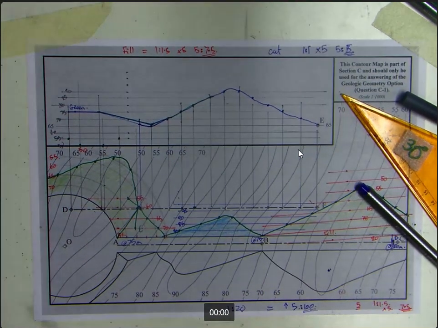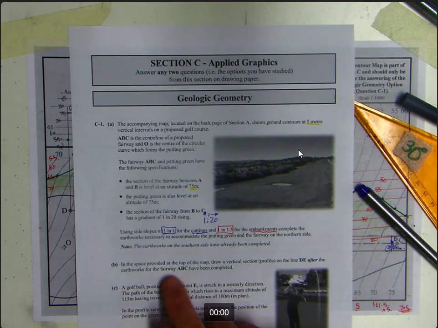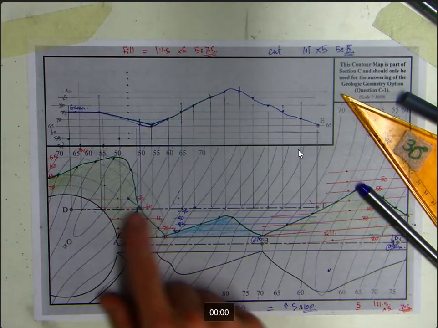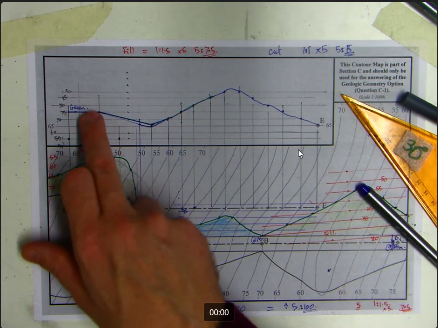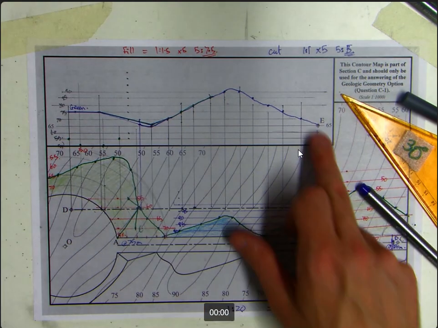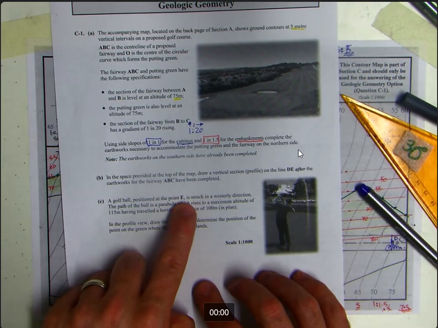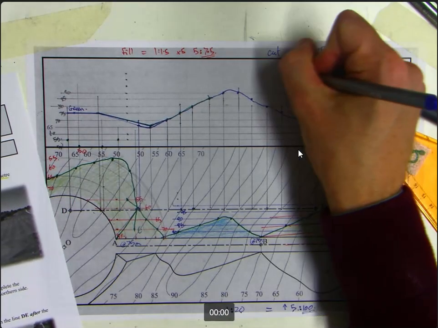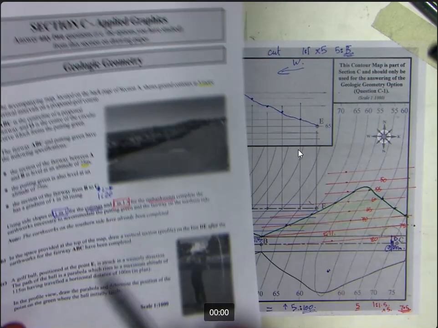Okay, and it says end space provided on the line D after earthworks for the fairway ABC have been completed. So you have to include this fairway here and the green. Okay, so you have to include that flat slope at 75 and then the continuous gradient there, and then your slope of the land. So then the last point is a golf ball positioned at point E is struck in a westerly direction. So here's point E, it's going west. Okay, west will be that way according to our map.